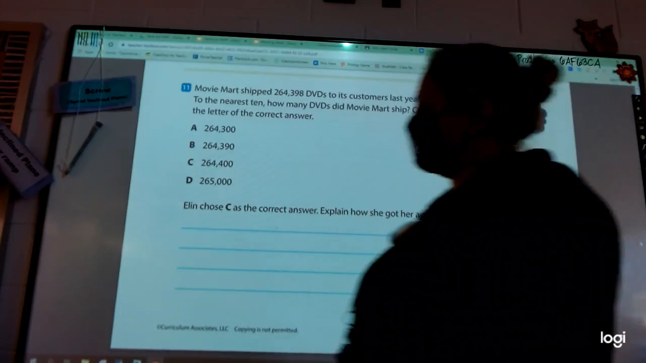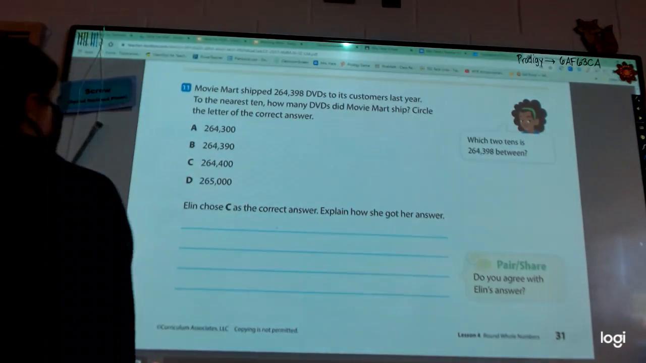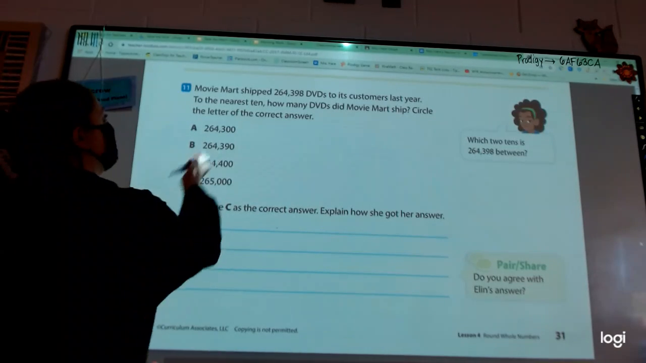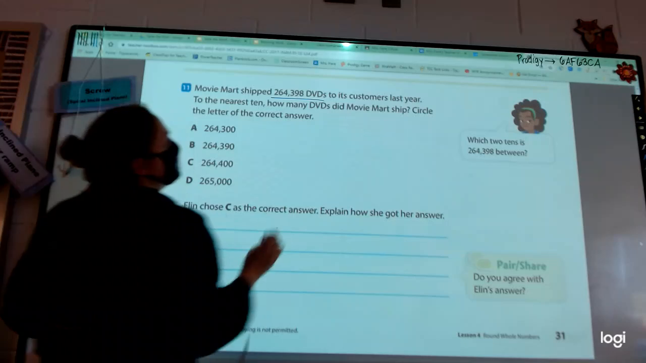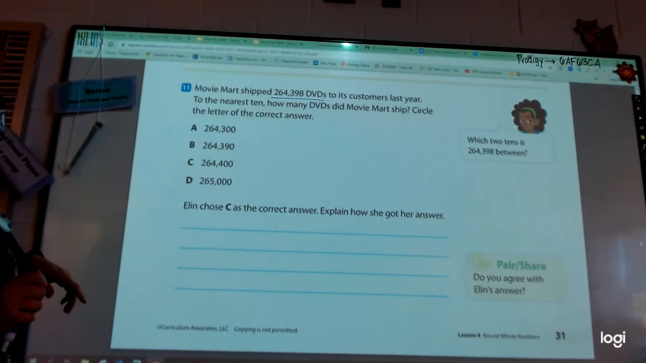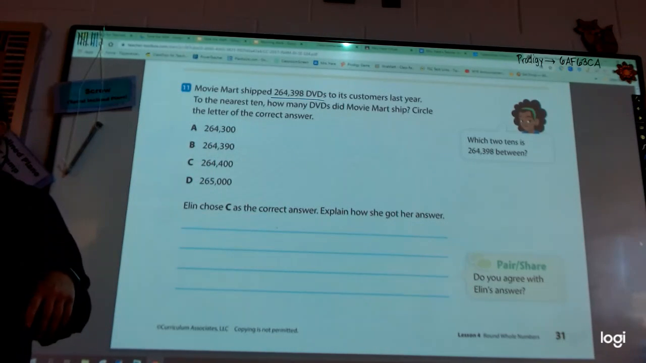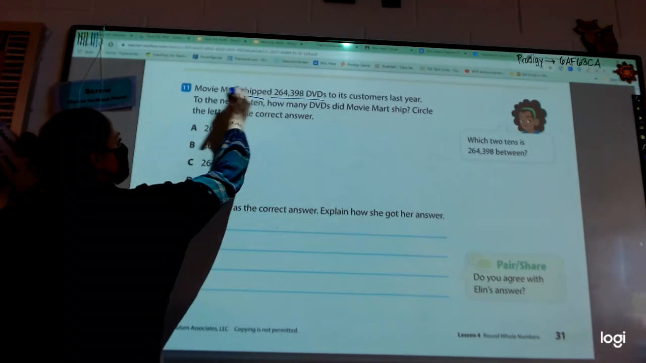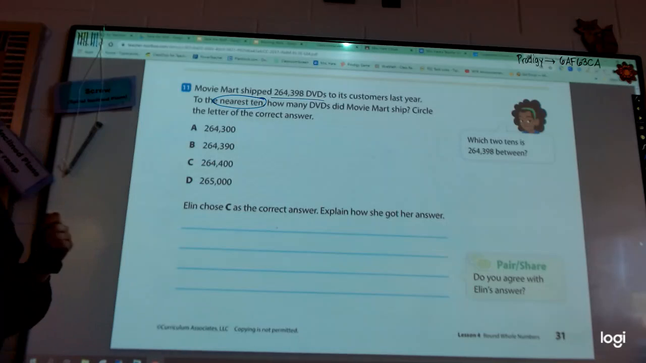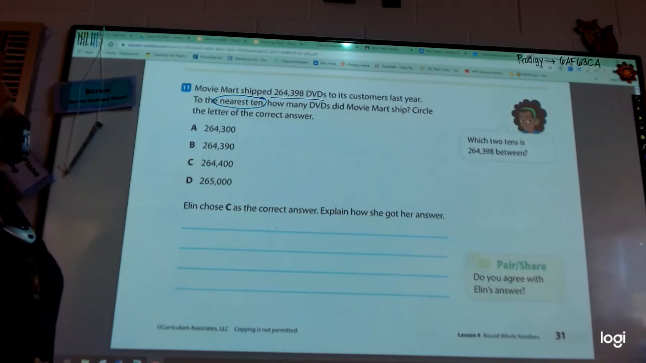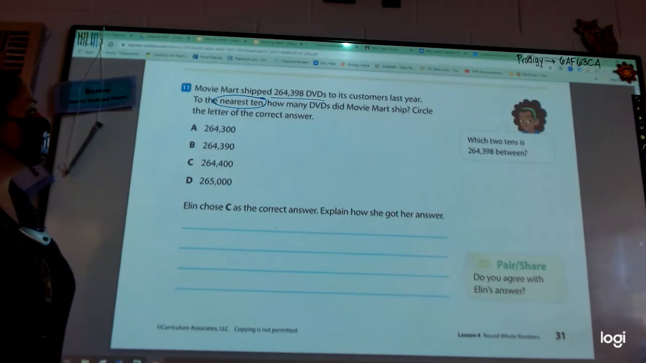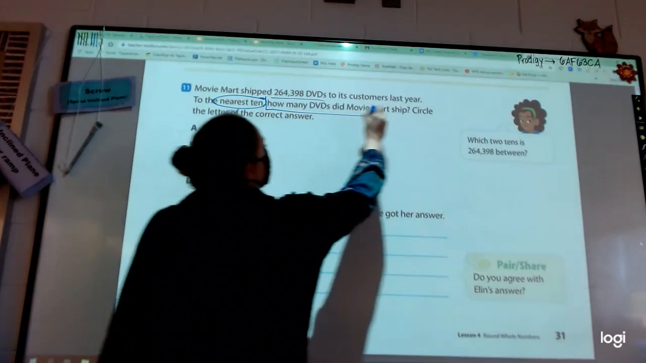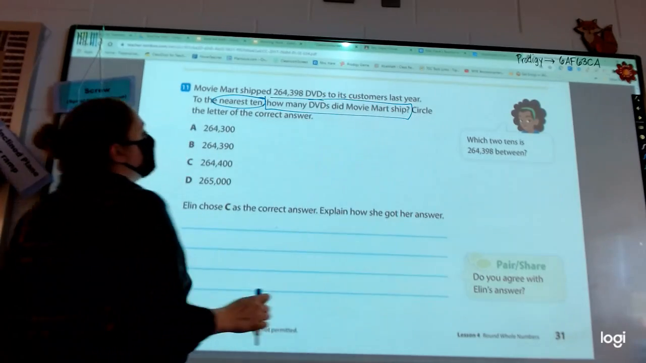All right, so Movie Mart. They shipped some movies. Do you think we need to underline the movie amount? Let's stay consistent, okay? That's what I would always do. My important numbers, I always underline them. All right, what else is important in our question? Angie? To the nearest 10. To the nearest 10. That's how we're rounding. Cadence? How many did Movie Mart ship? Yeah, our question. How many movies did they ship?